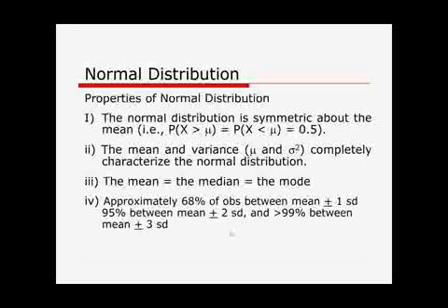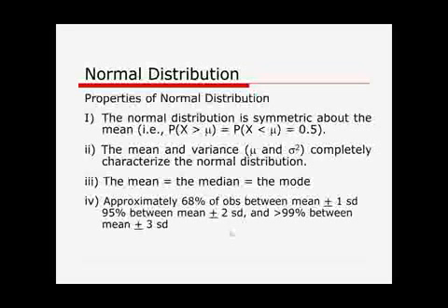The second bullet here says that the mean and the variance, mu and sigma squared. Now, when you're dealing with a sample, the mean and the variance would be x bar and s squared. The mean and standard deviation for a sample, x bar and s. But here we're talking population setup, so I'm using the Greek letters. These completely characterize the distribution. If you know the mean and the population variance, you know everything about that distribution. I already told you that the mean is equal to the median is equal to the mode.